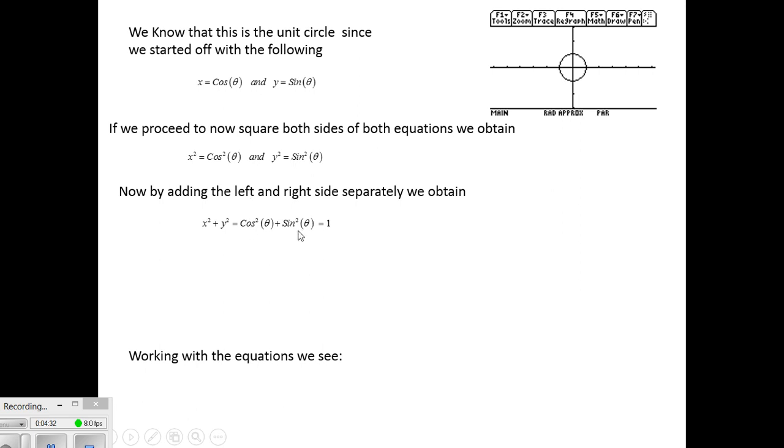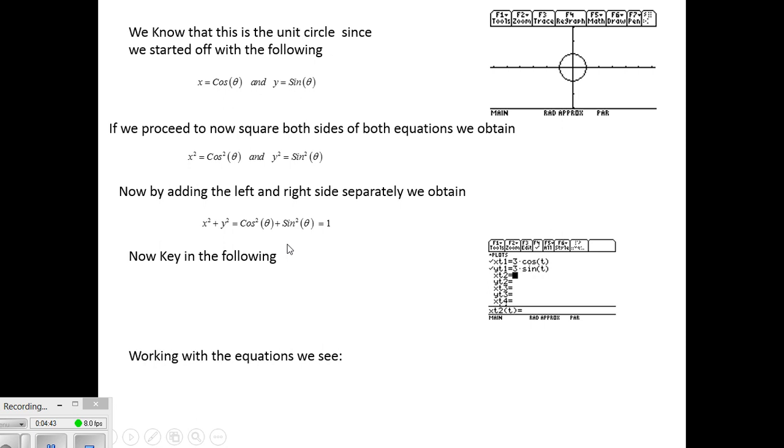And of course, here's our identity: sine squared plus cosine squared equals 1. And there we come with the equation of the unit circle: x squared plus y squared equals 1. In moving from this set of parametric equations to this equation in x and y, we've done what we call eliminating the parameter.